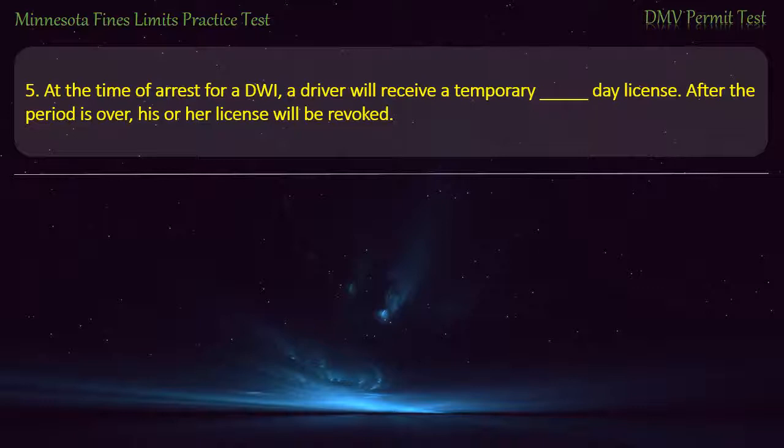Question 5. At the time of arrest for a DWI, a driver will receive a temporary blank-day license. After the period is over, his or her license will be revoked. 10, 5, 7, 3. Answer. 7.